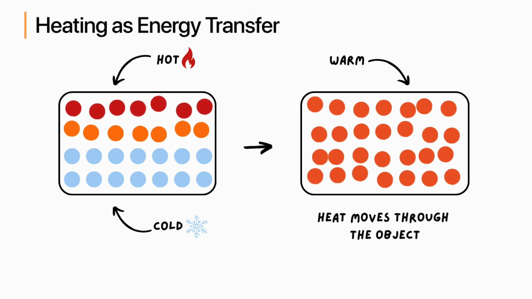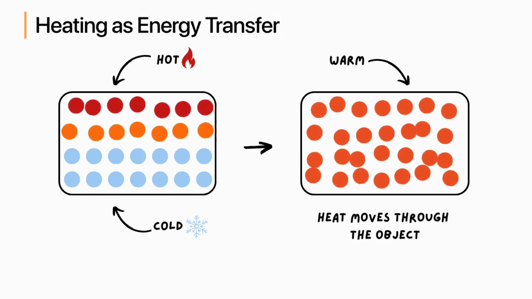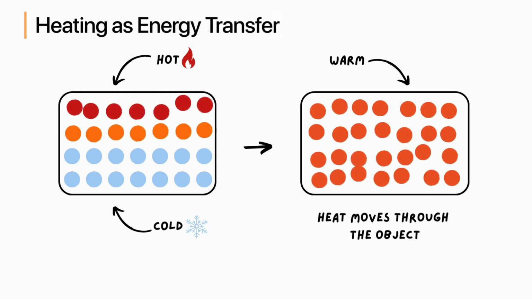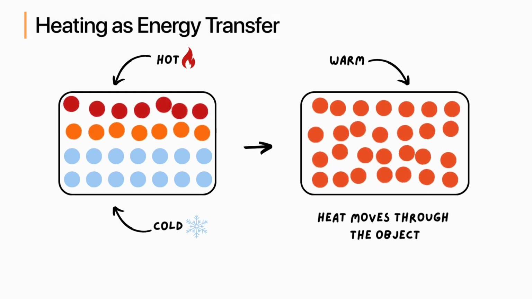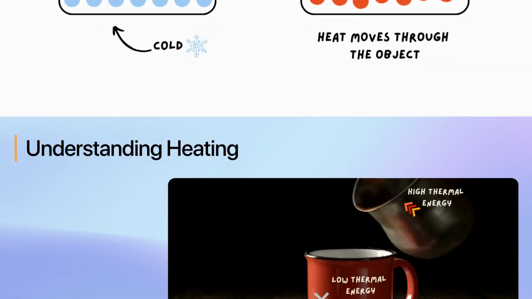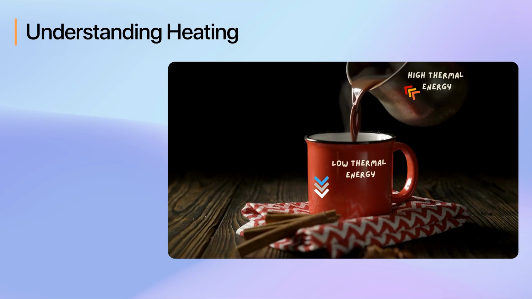Heating is one of the methods by which energy is transferred from one object to another. Heat is a form of energy that naturally moves from a region of higher temperature, a hotter object, to a region of lower temperature, a cooler object. Let's examine a practical example to understand this process better.